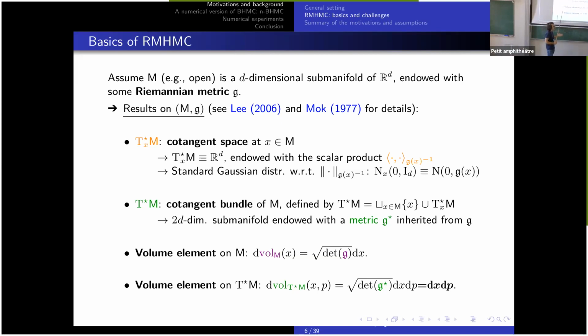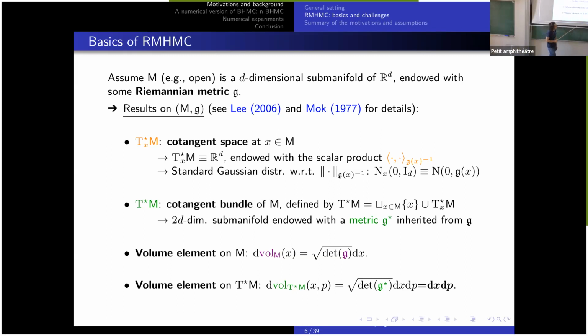What is important in all this construction is that, based on the metric G on the manifold, you can define the Riemannian form or the Riemannian measure on my manifold, which plays the role of the Lebesgue measure on R^D. In local charts, this Riemannian measure takes the form of the square root of the determinant of my metric times dx, the Lebesgue measure. So really, the expression is in local charts.